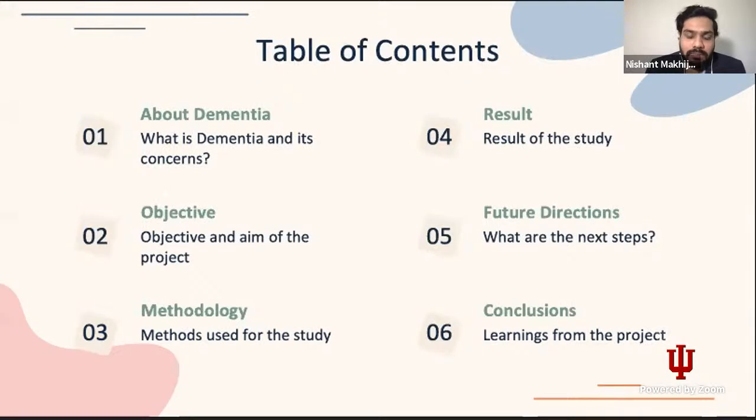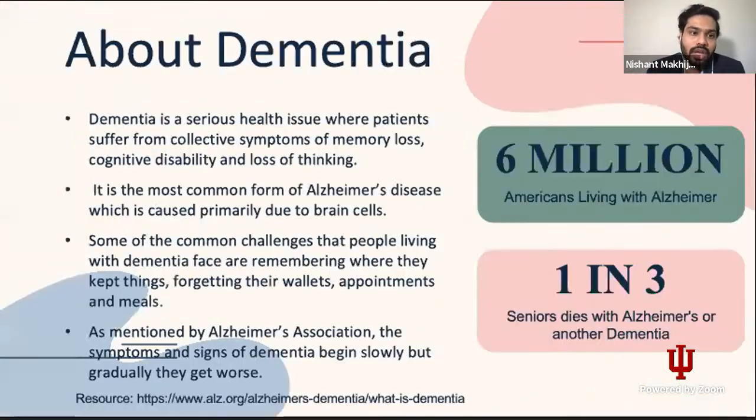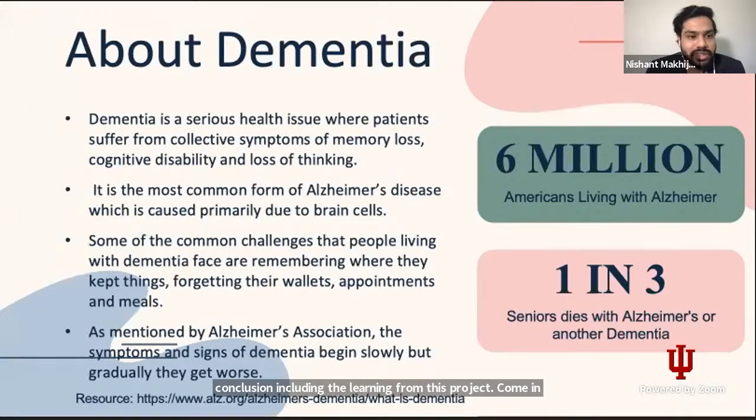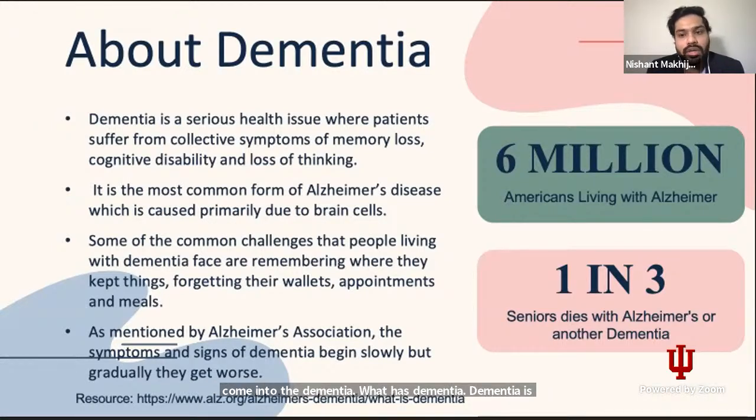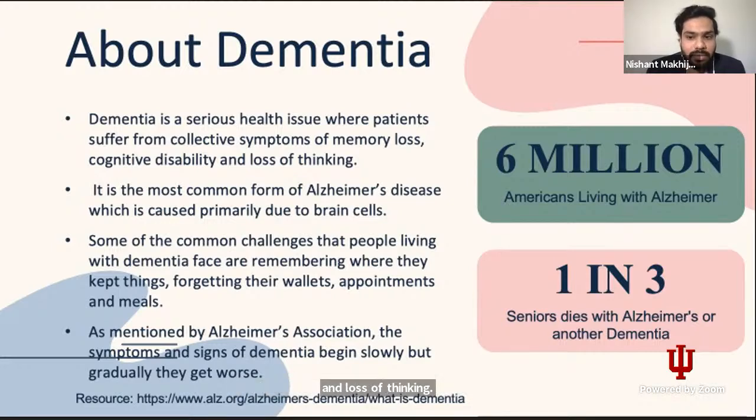the objective of the project, methodology, future direction, and conclusion, including the learning from this project. Coming to dementia, what is dementia? Dementia is a serious health condition which usually occurs in older people and leads to memory loss, cognitive disability, and loss of thinking. It is the most common form of Alzheimer's disease, and it is caused due to brain cell damage.